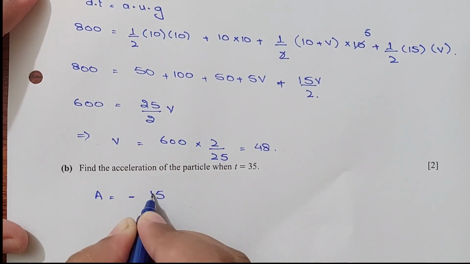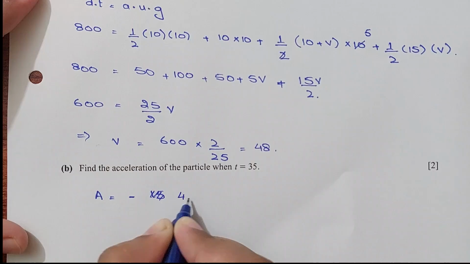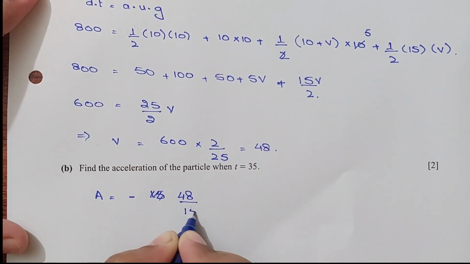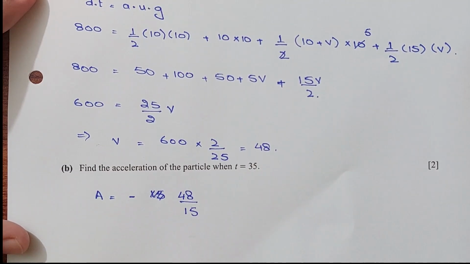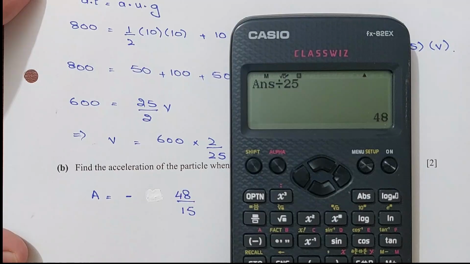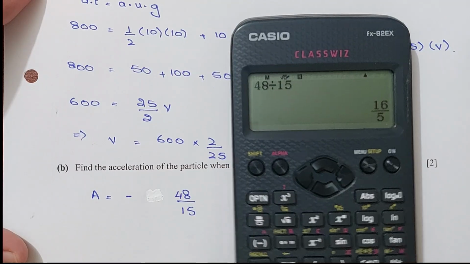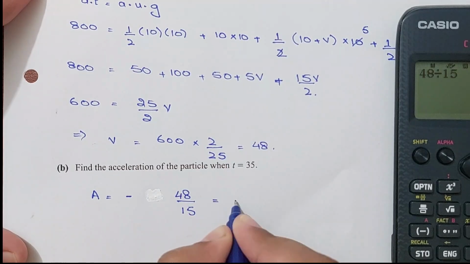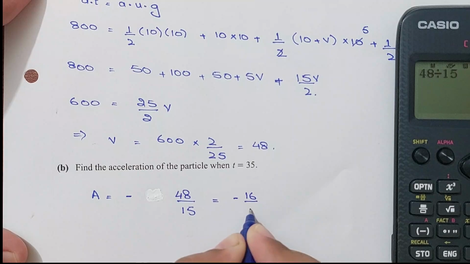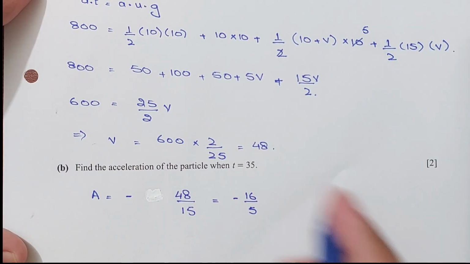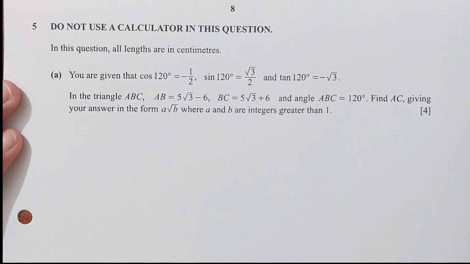The y value is 48 and the x value is 15. So this is 48 over 15, which is 16 by 5. Negative 16 by 5, because the acceleration is downward at 35. So this is a deceleration in the negative direction.